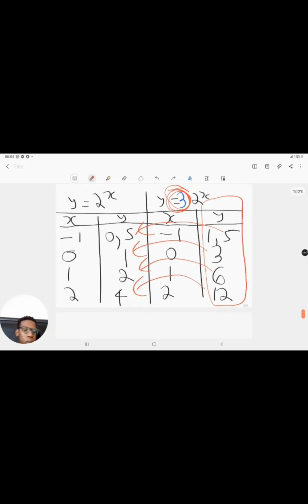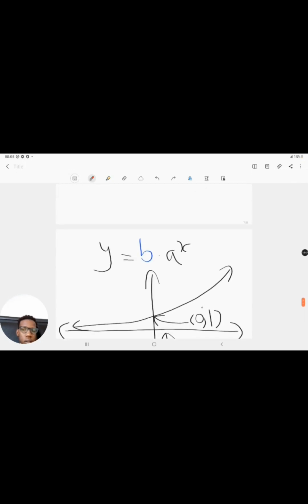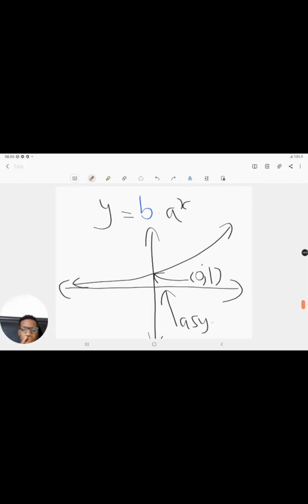If I go up here, well, clearly we've just established that if we add a factor, this coefficient that we added here, the only thing that this coefficient does is that it increases our graph by a factor of itself. So by a factor of b. If we add b, then the y values for this graph will all increase by a factor of b.